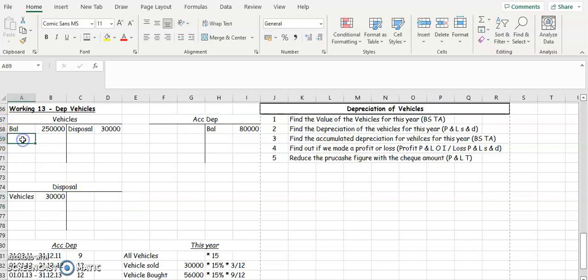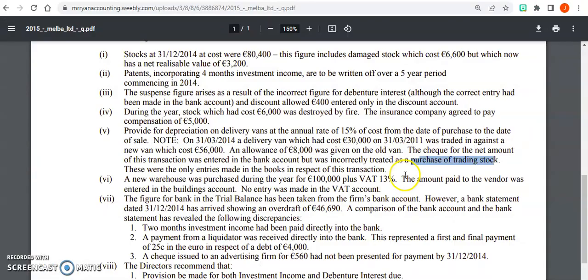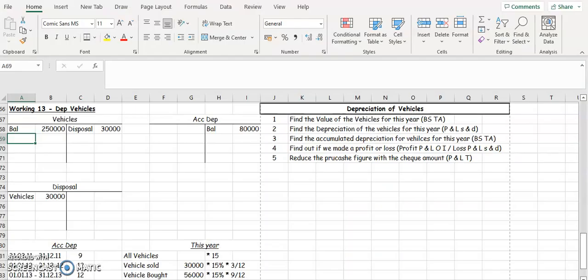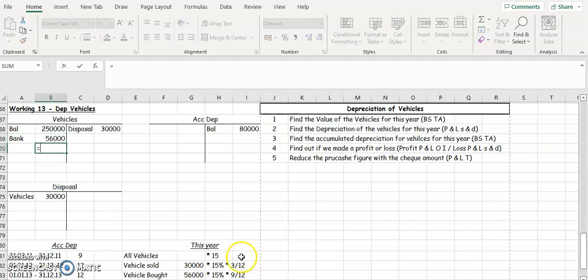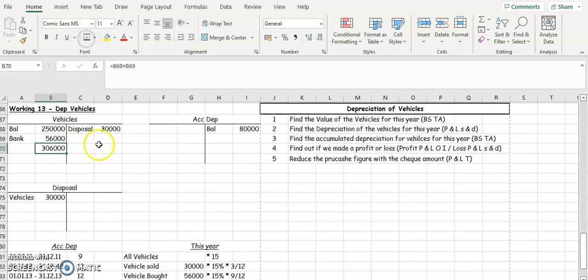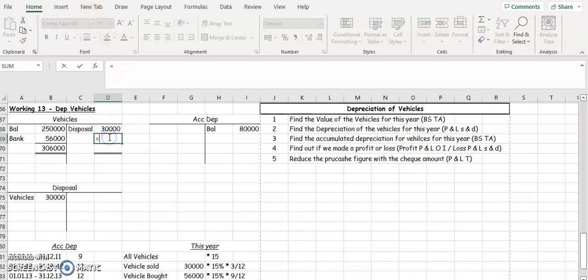And now we're going to increase our vehicles then by the amount that we bought. So we bought a new van and that van cost us 56,000. So 56,000 is the new van, so you need to increase our vehicles by 56,000. So now we can balance this off and find out what is the value of our vehicles. That's going to go into your balance sheet.